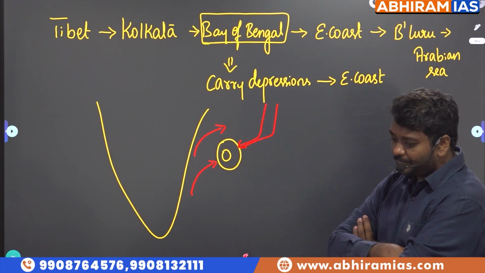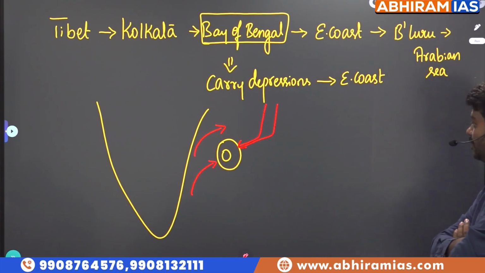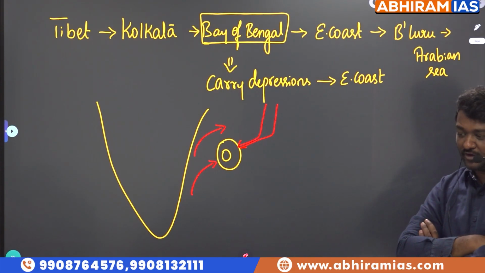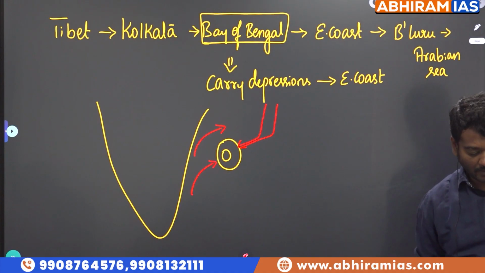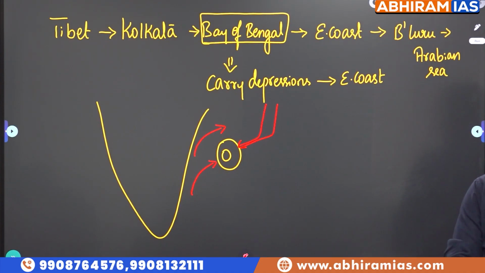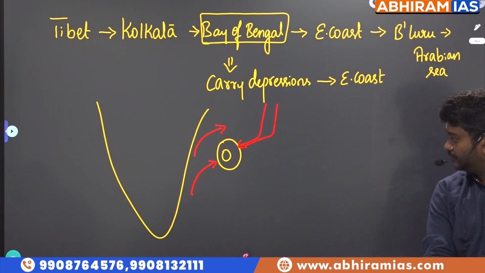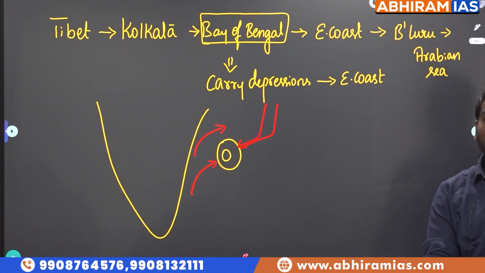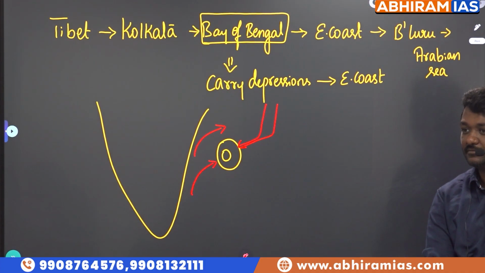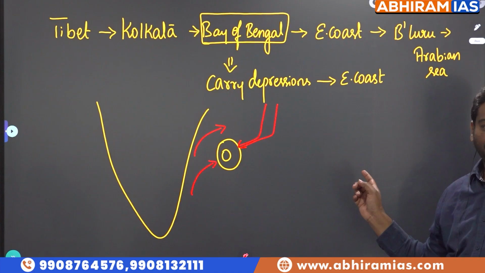So normally East Coast doesn't get rainfall, but easterly jet stream gives rainfall. Now you think and tell, jet streams always go from west to east. You have easterly also. Okay.